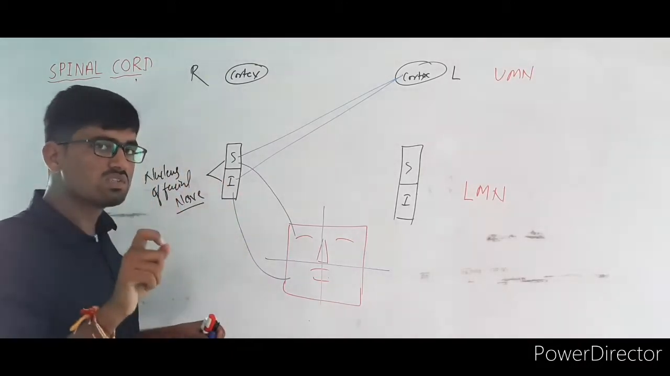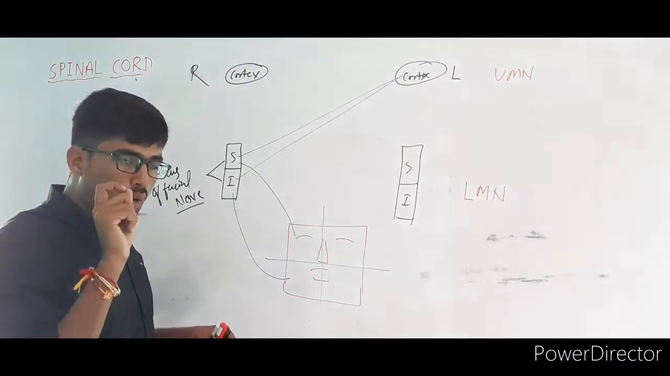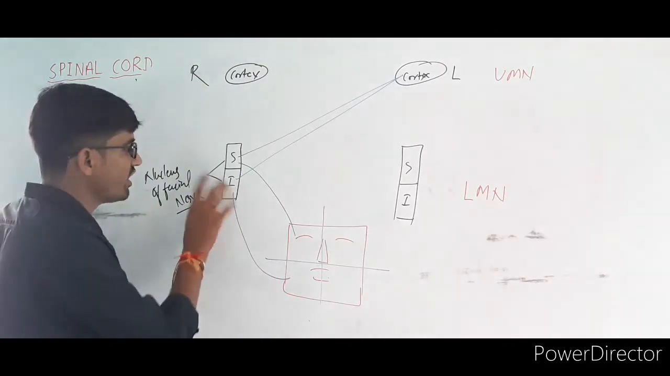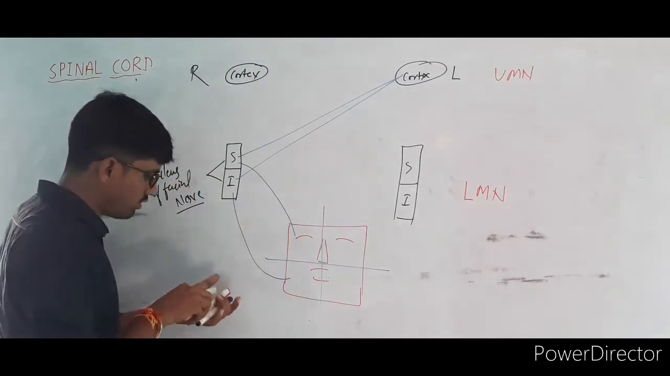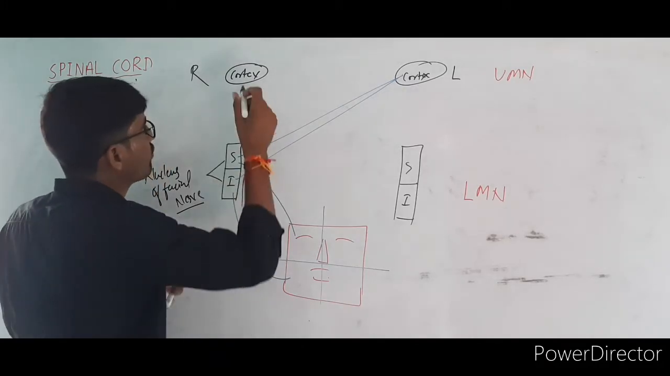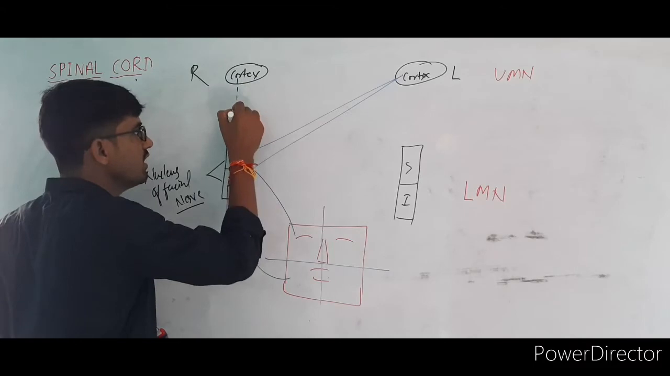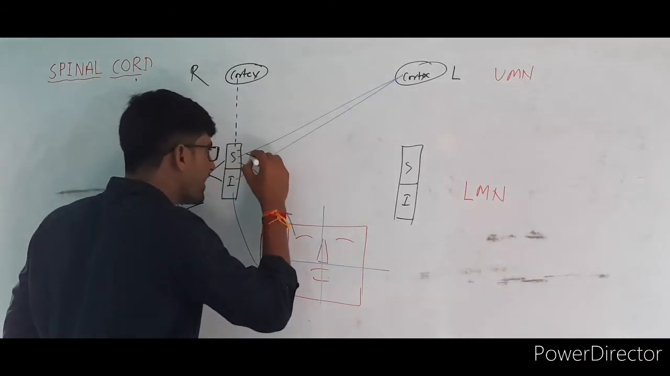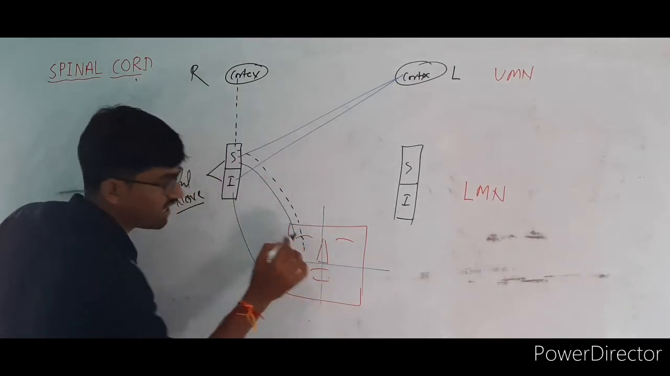The facial nerve gives a few fibers only to the superior nucleus, not the inferior nucleus, from the same side. I am showing you in black. From the same side cortex, the facial nerve gives some fibers to the superior nucleus and it will supply this part. This part only. Okay. Are you with me?